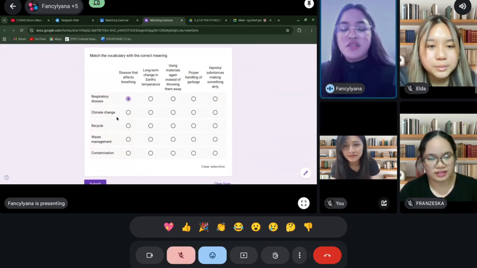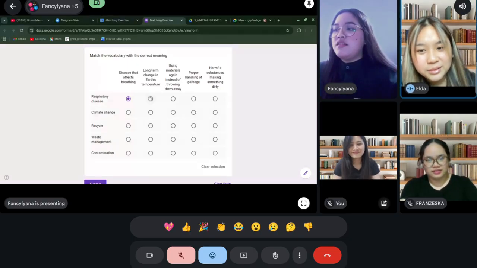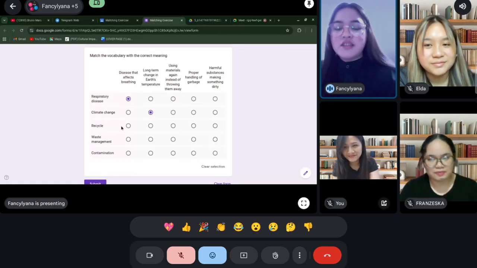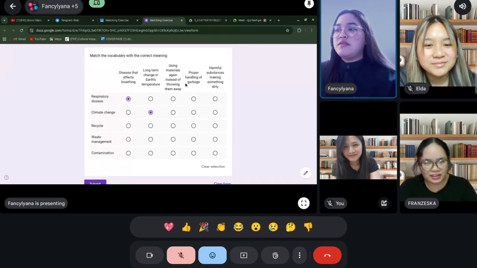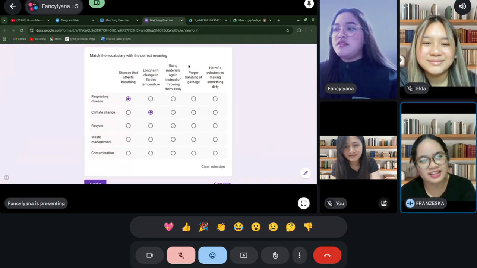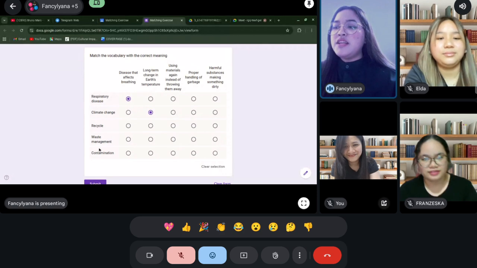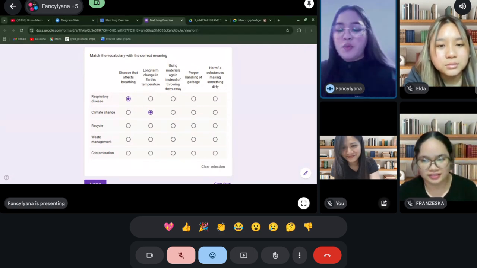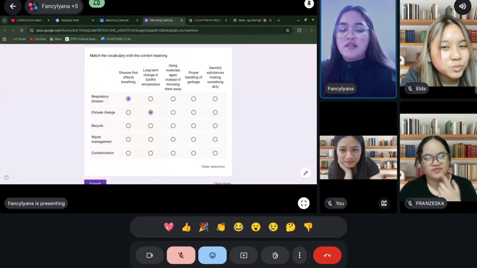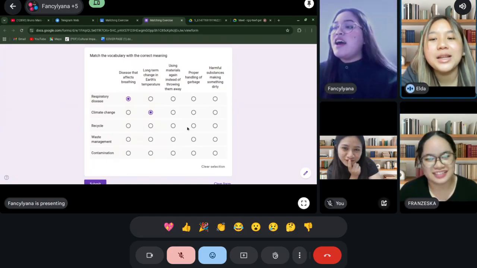For climate change, long-term change in earth temperature. Yes, that's right. Francisca, how about recycle? I think the answer is using materials again instead of throwing them away. Okay, the fourth one is waste management. What is waste management? Anybody can answer it? Proper handling, Miss. Yeah, proper handling.